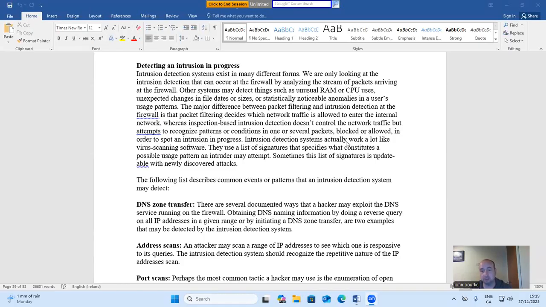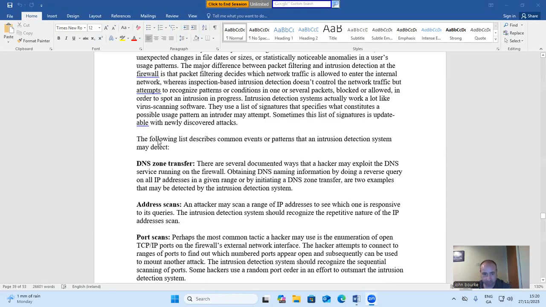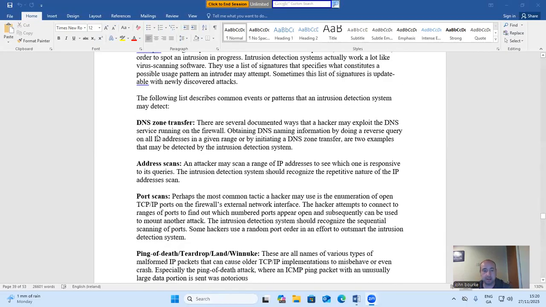Intrusion detection systems actually work a lot like virus scanning software. They use a list of signatures that specify what constitutes a possible usage pattern an intruder may attempt. Sometimes this list of signatures is updatable with newly discovered attacks. The following list describes common events or patterns that an intrusion detection system may detect.